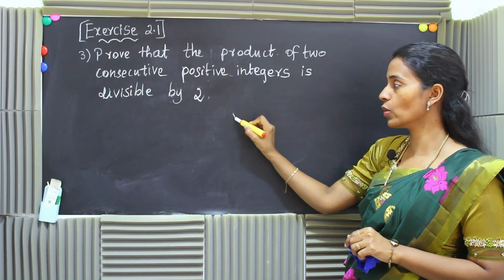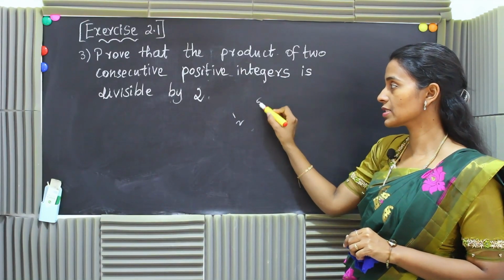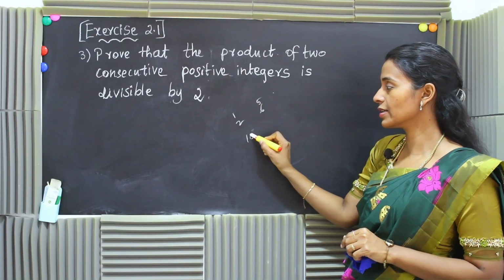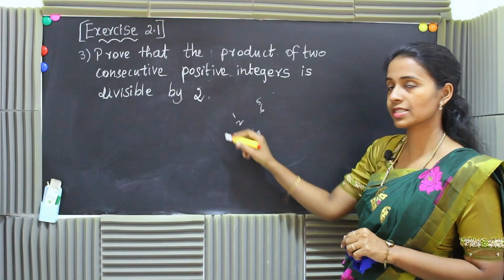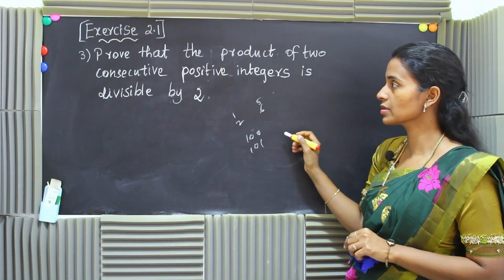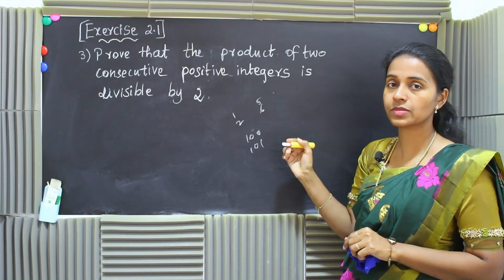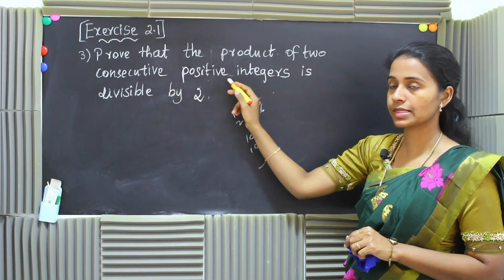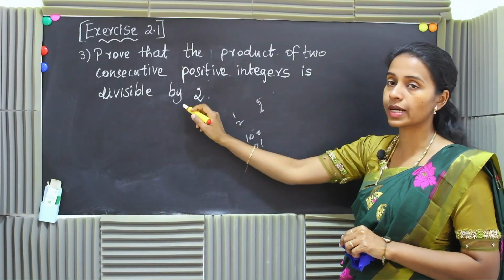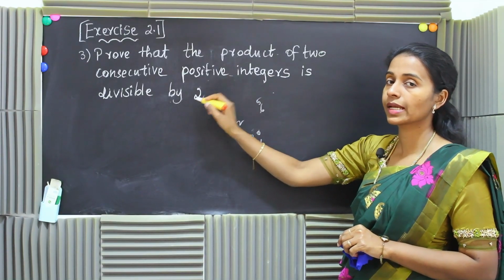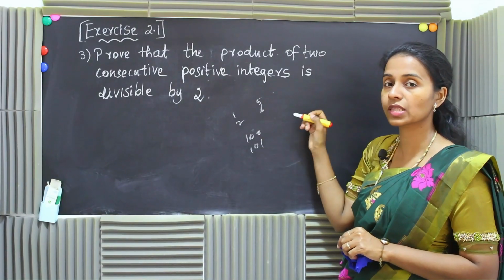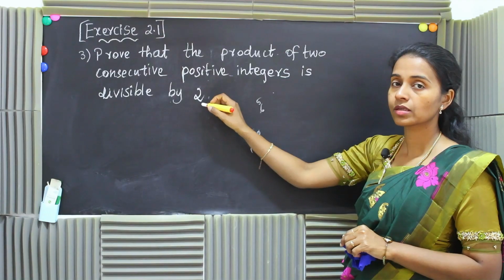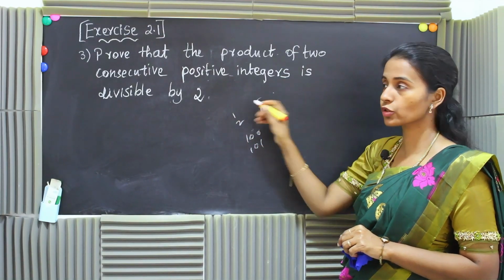For example, 1 and 2, 5 and 6, 100 and 101, we can say any numbers which come one after another, that is consecutive positive integers, is divisible by 2. Divisible by 2 means it can be divided by 2 without leaving the remainder. Here the remainder should be 0.